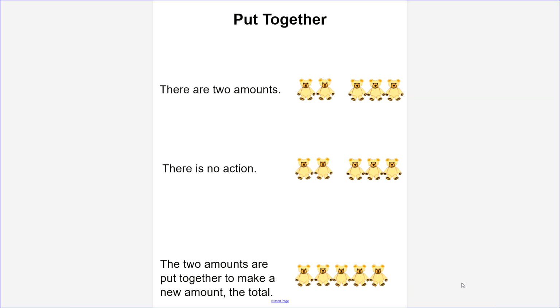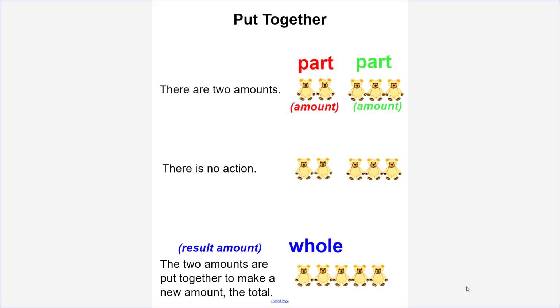Put-together problems are problems where there are two amounts. There is no action, and the two amounts are put together to make a new amount, the total. You know that in a put-together problem, the two amounts are both parts. No action happens, and then the two amounts are put together to make a new amount. The new amount is the result amount. It is the total. It is the whole.